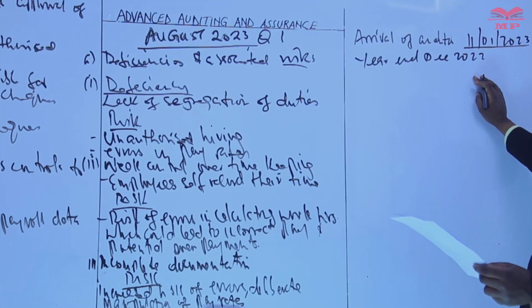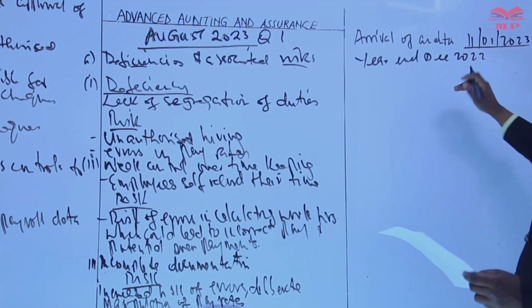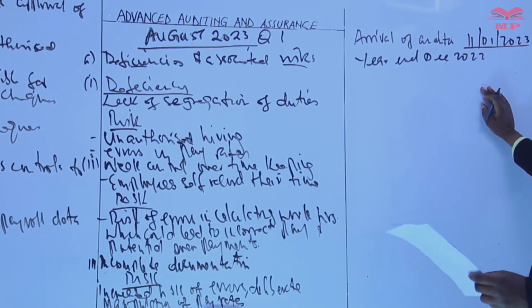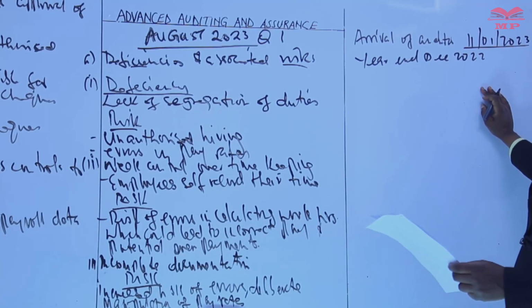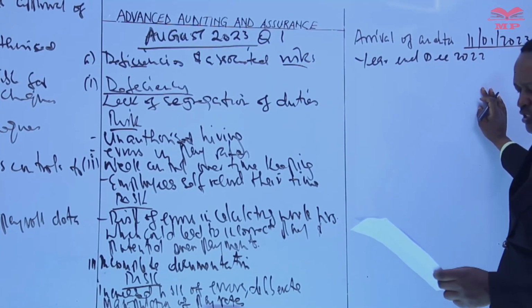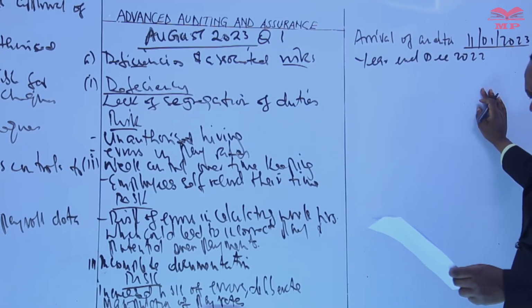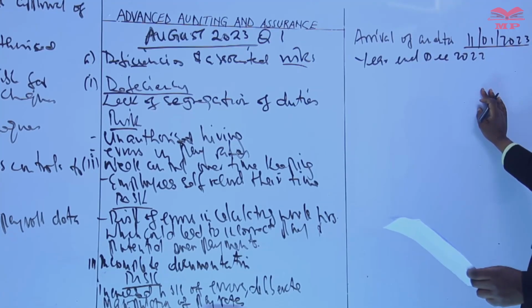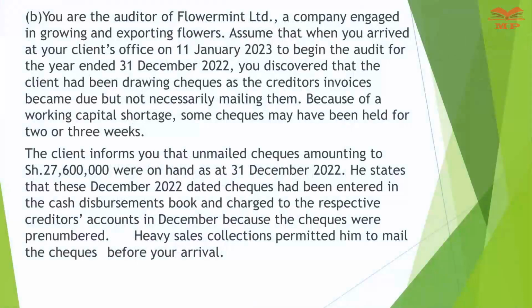And you discover that the client had been drawing checks as the creditors' invoices became due, but not necessarily mailing them. So the records show that the creditors have been paid, but in reality they have not been paid. On paper they are paid, but they have not received the money. So the company has a working capital shortage. And what does the client tell you as an auditor? The client informs you that unmailed checks amounting to 27.6 million were on hand as at 31st December 2022.